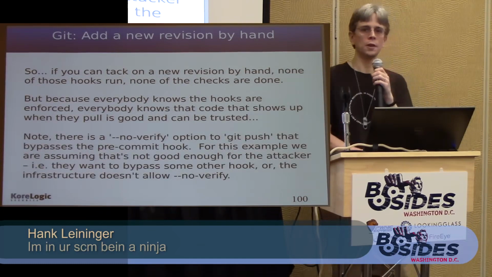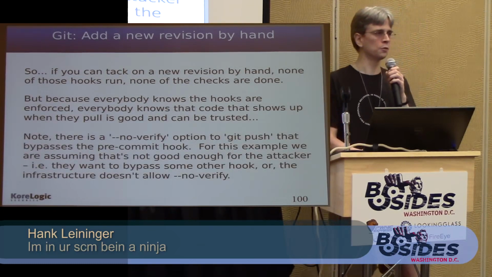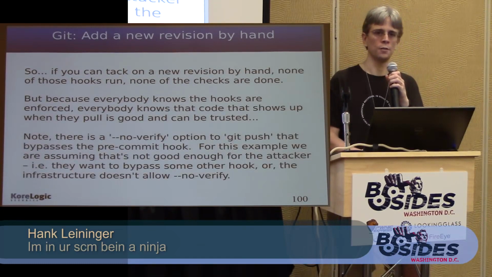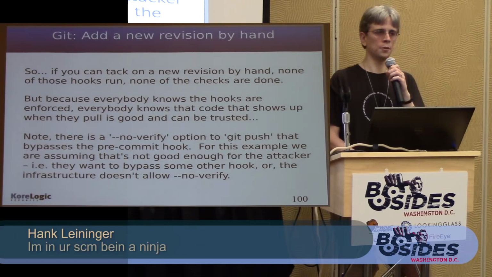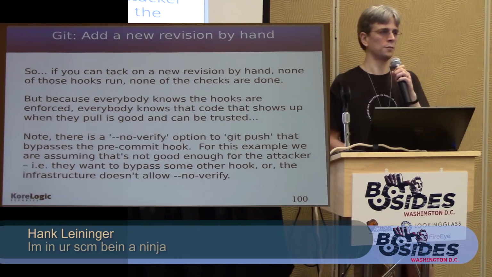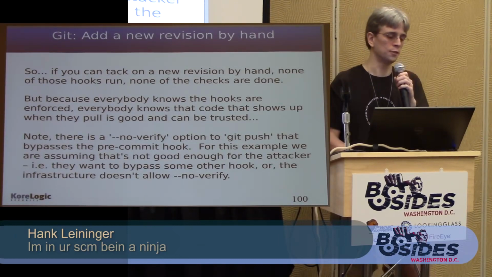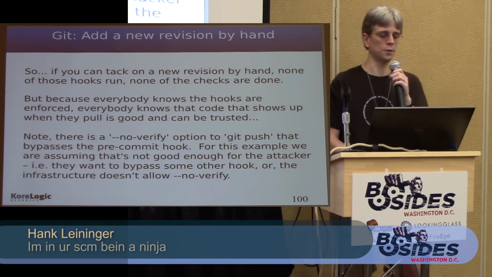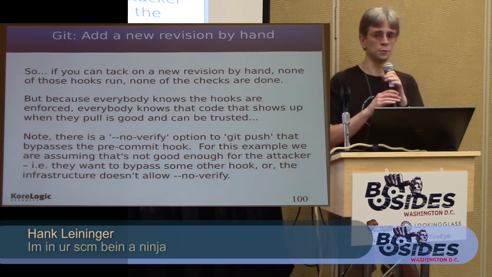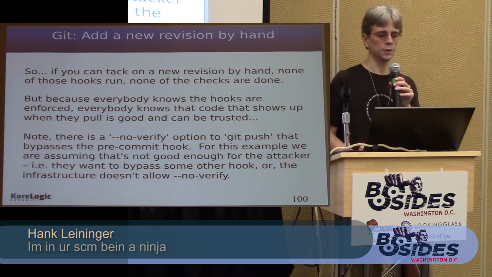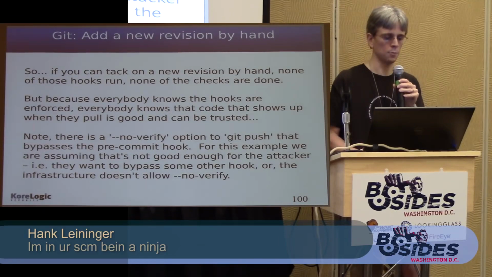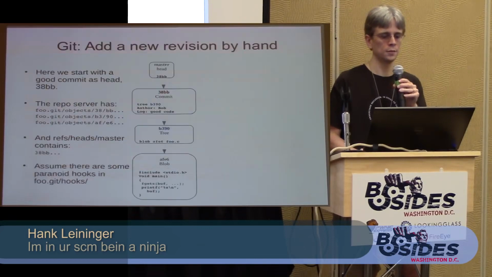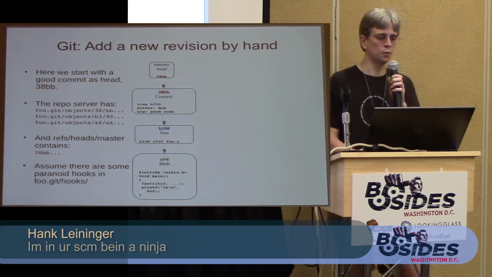Now, note, in Git, there's a no verify option to a push that will allow you to turn off one of the hooks on the server, the pre-commit hook. I'm assuming for this example that that's not enough for the attacker. Maybe it's a different hook that the attacker wants to bypass other than pre-commit, or maybe this infrastructure doesn't allow no verify, like the server side is configured not to let somebody bypass hooks just by saying that. So, all right, add a new revision by hand.